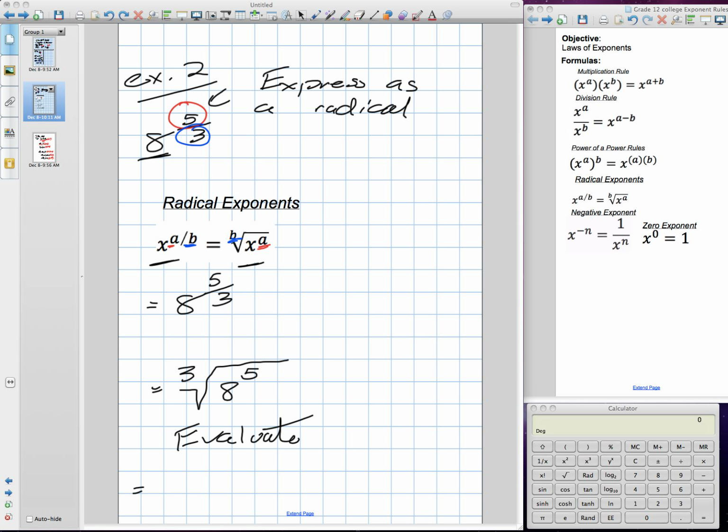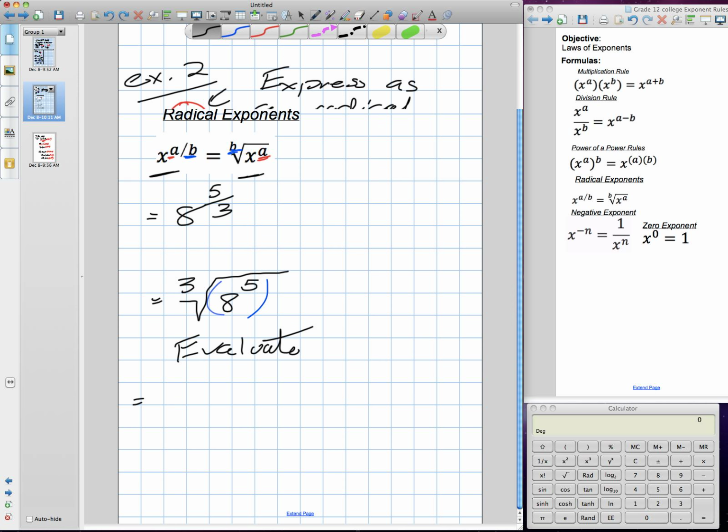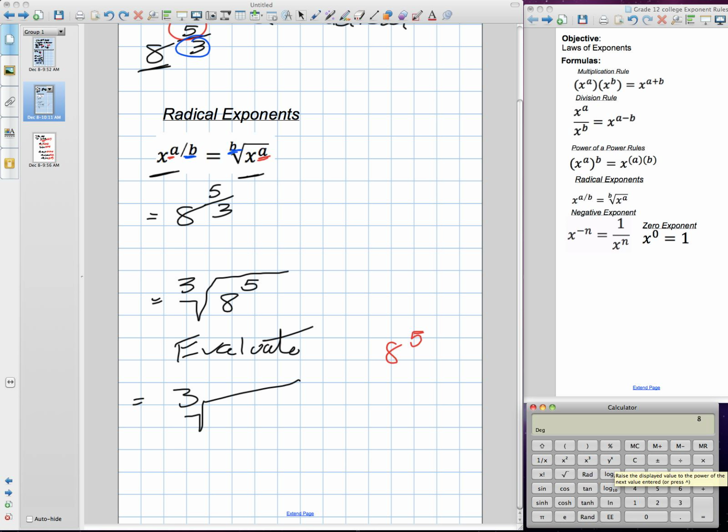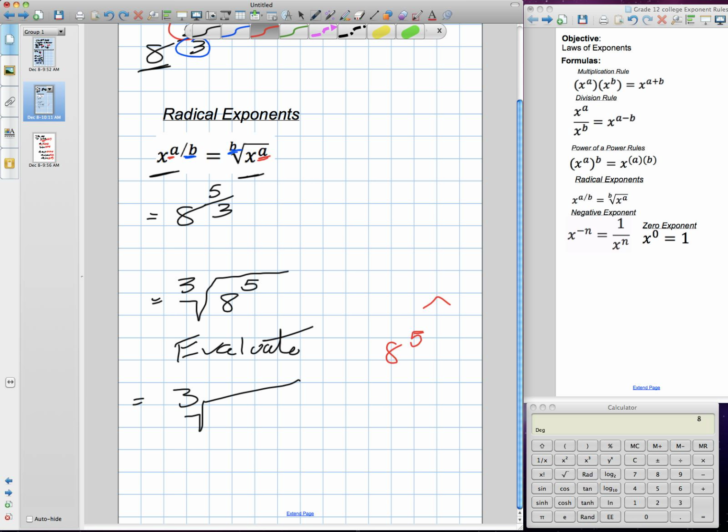with what's under our radical first. We have 8 to the power of 5. So we're going to evaluate 8 to the power of 5. We're going to plug it into our calculators. So on the calculator, we're going to hit 8. You're going to hit either the button will say y to the power of x, or it'll look like the little roof of a house. I've shown you guys this before. Your button will either look like this or like this on your calculator.